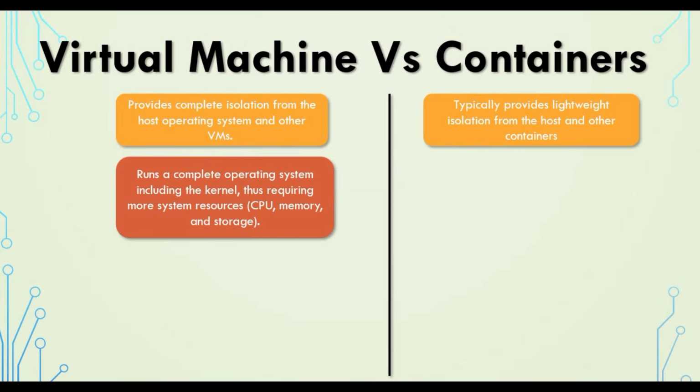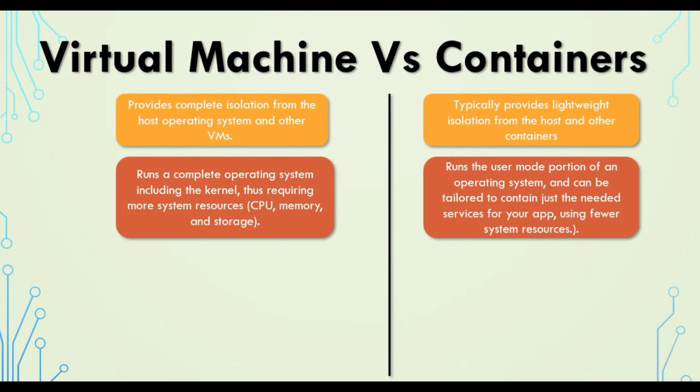And you can run a complete operating system. So in your virtual machine, you're actually running a complete operating system, including the kernel. Through using that, you require more system resources, CPU, memory. Everything is used for the complete operating system. So as I mentioned, your virtual machine is completely isolated, like your laptop or servers, and you're running that completely on that virtual machine, right?